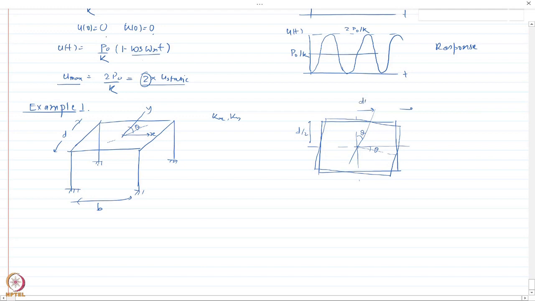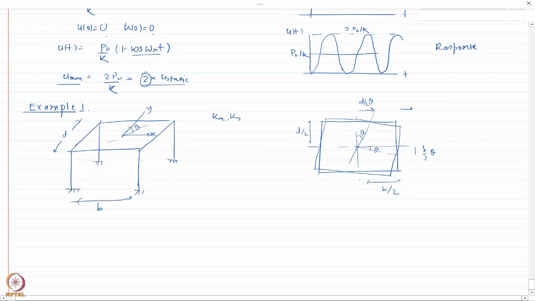So this horizontal displacement is d by 2 times theta. Similarly, the vertical displacement at this point is half of this length, b by 2, times this angular displacement, which is b by 2 times theta. And the same would be the displacement at all the 4 corners. If you want, you can derive the same thing by considering the angular displacement, by plotting a line and then doing it like this.